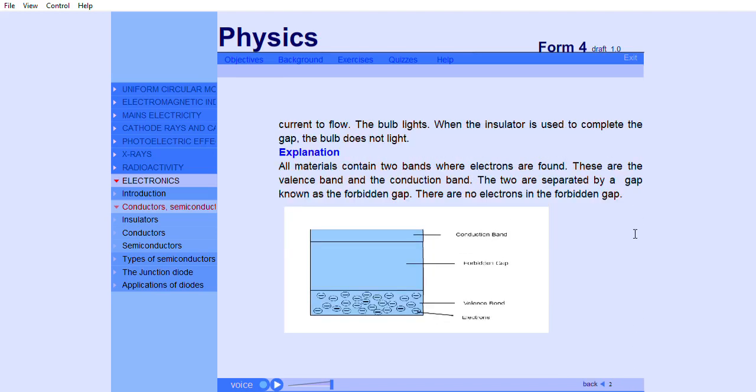Observation. When the conductor is used to complete the gap, electrons flow, causing current to flow. The bulb lights. When the insulator is used to complete the gap, the bulb does not light.